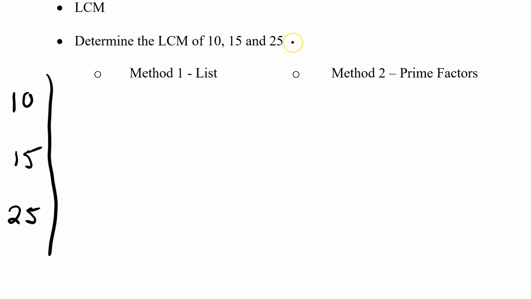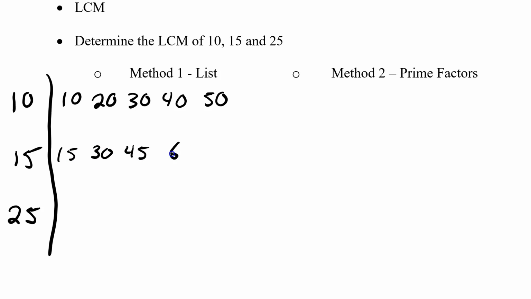So I know the biggest number is 25, so I know both these lists have to at least get past 25. So let's see. 10, 20, 30. Now I know I'm going to have to continue this because 25 is not on my list here. So I'm going to go a little higher. Let's go 40. Let's see if 50 works. Go down to 15. I've got 15, 30, 45, 60. Okay, that didn't work, so let's go a little higher on 10. 60. I've got 60 in both.